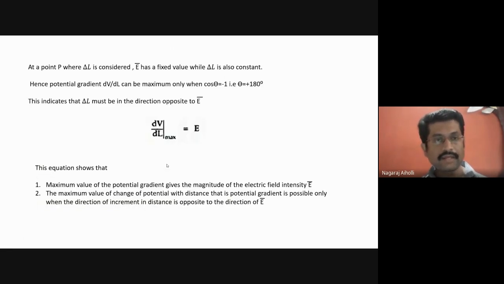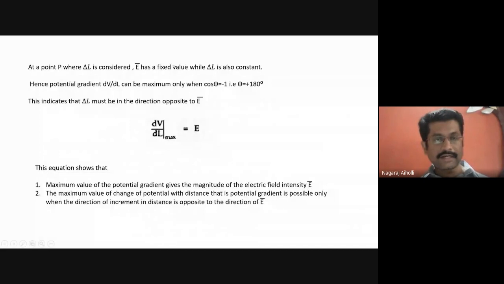At a point P where delta L is considered, E bar has a fixed value while delta L is also constant. If you are considering point P, delta L is constant, is it not? It does not change, it's a point. Is there any change in the point? No, it is fixed. And E bar is also fixed because it's a point. If the length changes, then only E bar will change. As the length is constant, delta L is constant, and E bar is also constant.